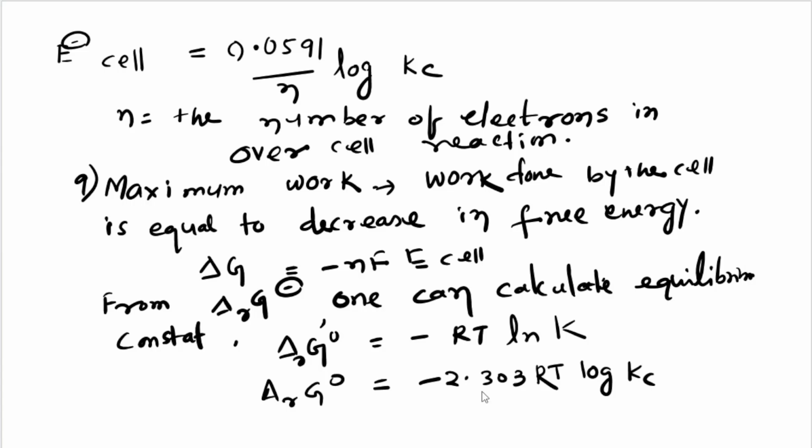N is the number of electrons in the overall reaction. Here you can observe how to calculate Kc. Then you should know all the values, and next you will take the anti-logarithm.